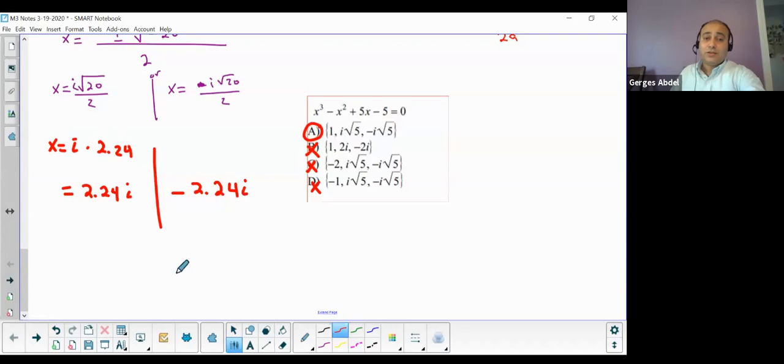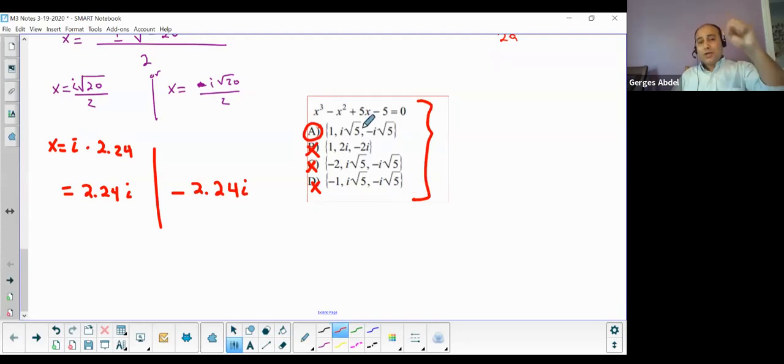If there is, I'll be the first one to tell you. Obviously, if I give you a question like this one here, and I want you to solve it, you can always graph x cubed minus x squared plus 5x minus 5 and submit it to Desmos and see where the graph intersects the x-axis. It's going to intersect the x-axis at just one point, and that will be the real solution.